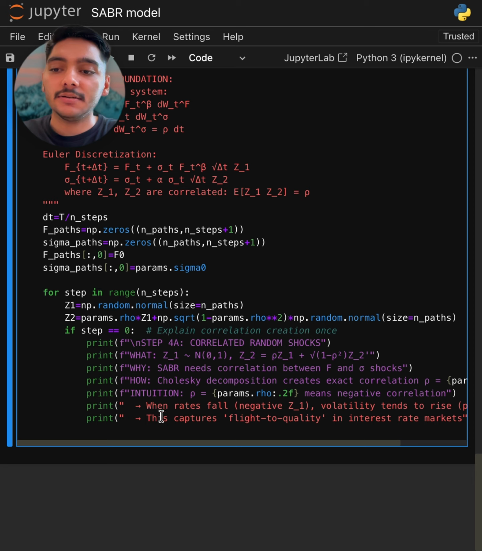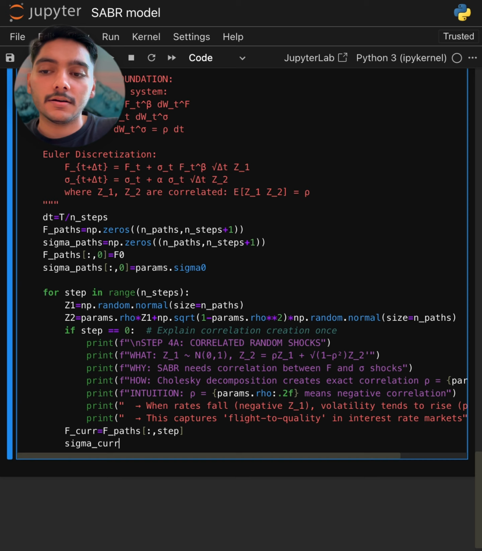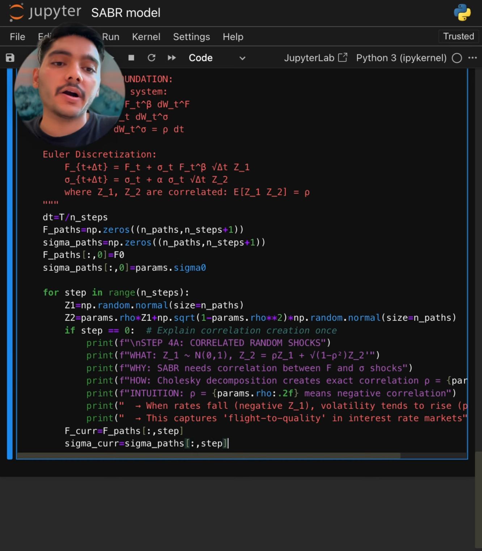It will be something like this: f_current is equal to f_paths at step, and sigma_current is equal to sigma_paths at step. So the above part is the current forward rates, and this below part is the current volatilities. So let's apply the step 4c, where I will apply the SABR forward rate dynamics.